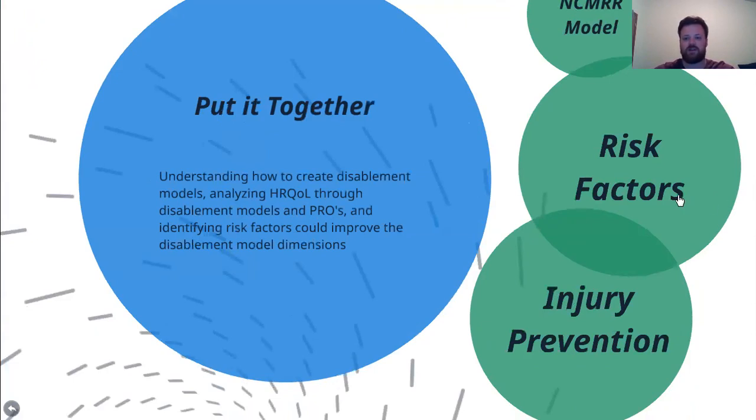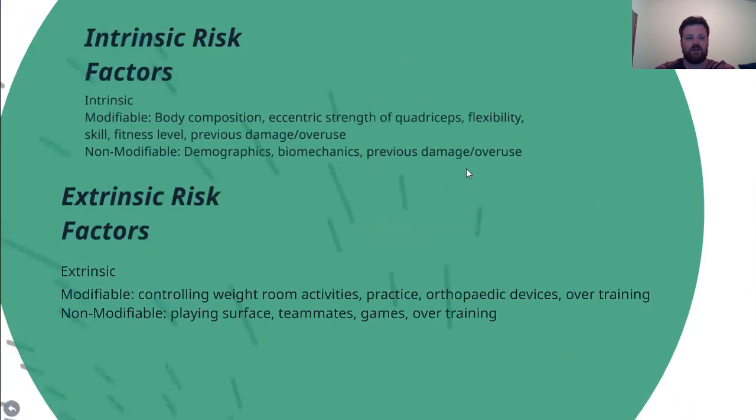Now, going into risk factors in this scenario, our intrinsic ones, we can modify body composition. We can look at it. We can eccentrically strengthen the quadriceps and hopefully reduce our symptoms from the tendinopathy. We can stretch our hamstrings, stretch our quads, and make sure we're still maintaining our fitness level.